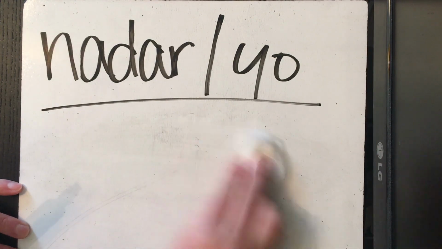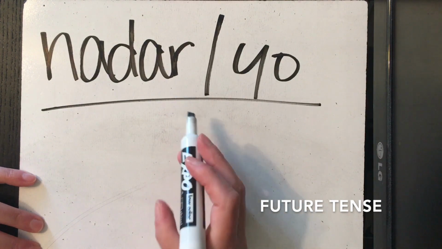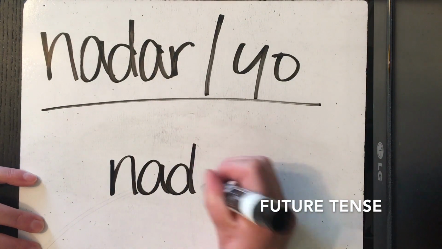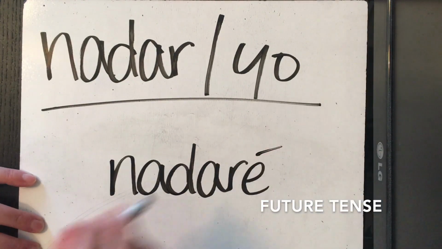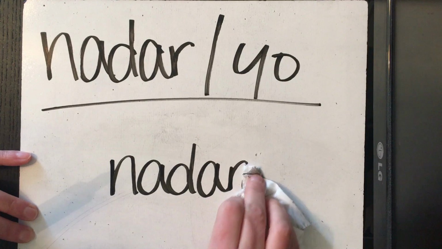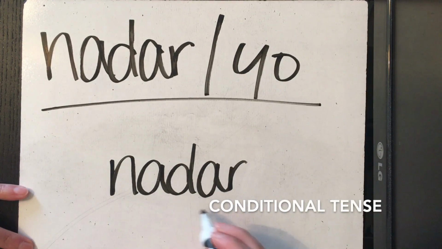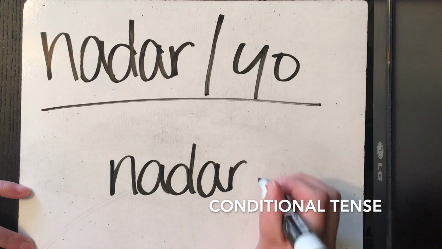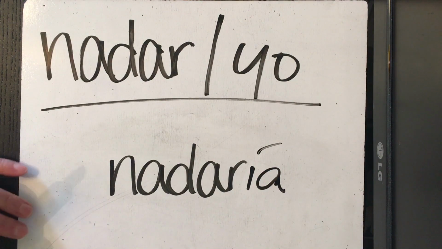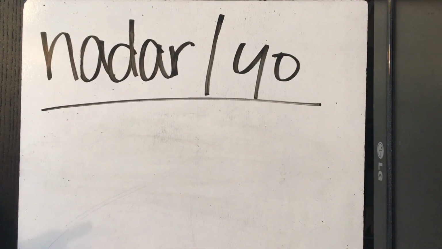Next conjugation is the future tense. The future tense, remember, we add to the ending of a verb. We don't take the -ar, -er, or -ir off. So nadaré. Nadaré, I will swim. Future tense, that's future tense. Conditional tense is similar. We leave the infinitive as it is, but then we add -ía to the end. Nadaría, I would swim, but maybe it's cold outside.